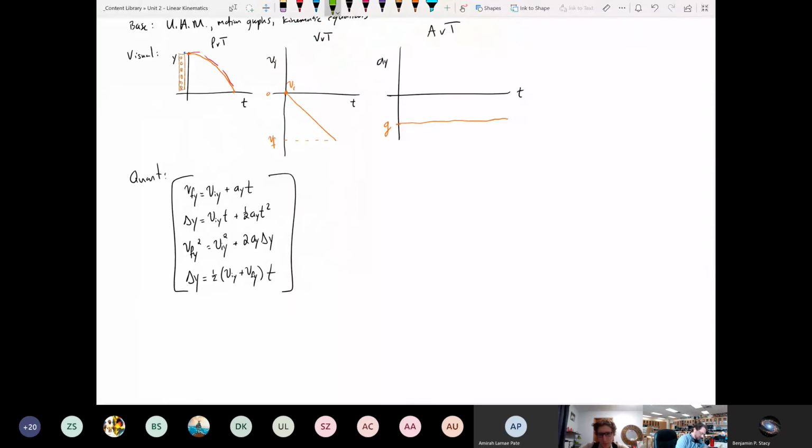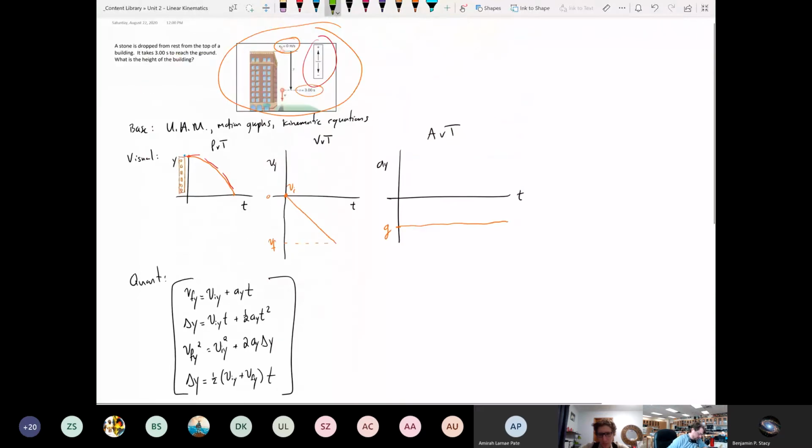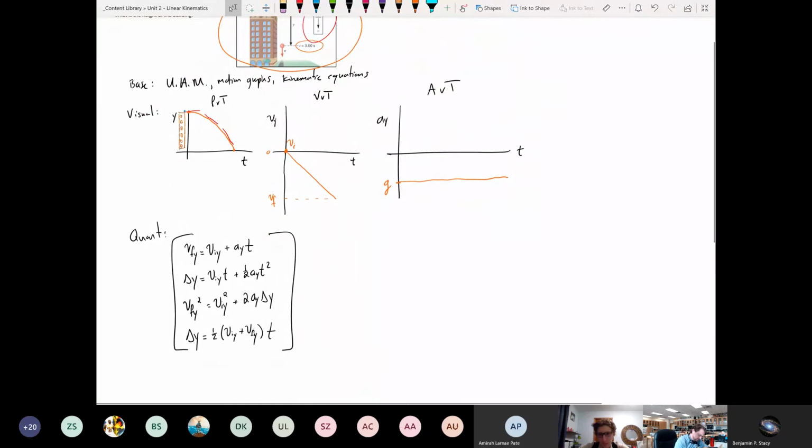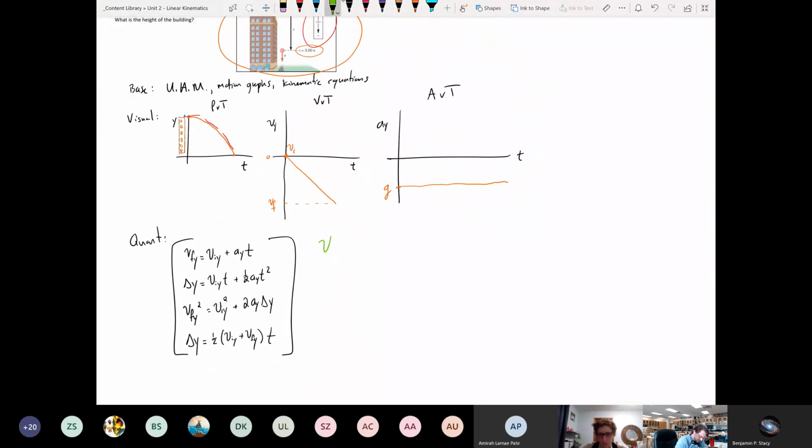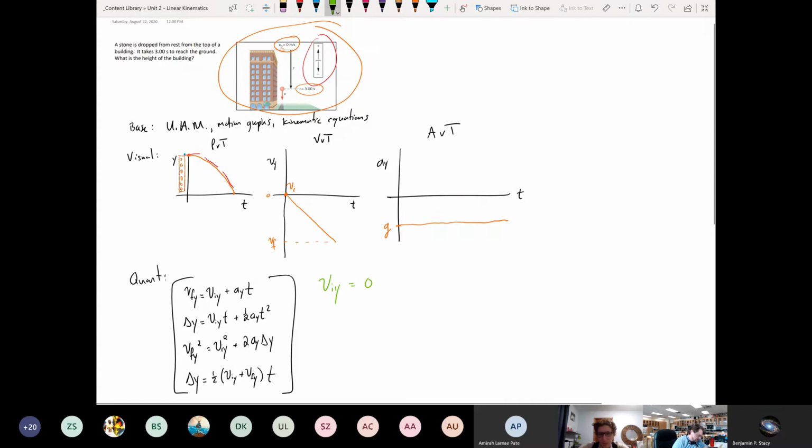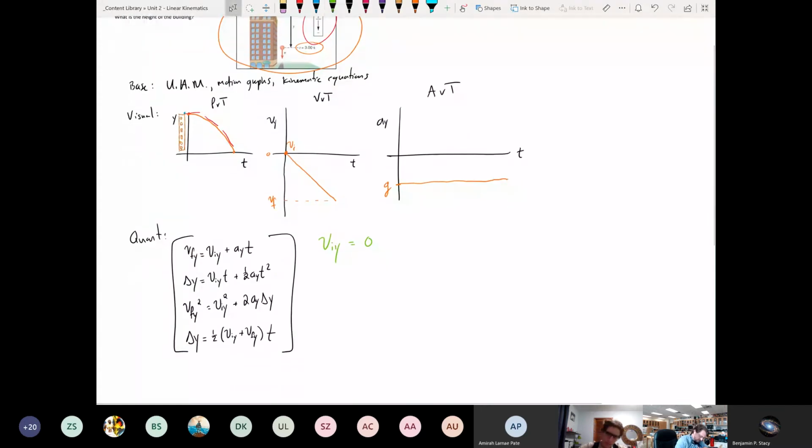We said it's good to list what we know, what we don't know. I go back, look at this question up here. A stone is dropped from rest from the top of a building. Dropped from rest always tells me the initial velocity in the y direction is 0. That's something I know. I indicated that as such in my velocity time graph too. It takes 3 seconds to reach the ground. Okay, so that's t equals 3 seconds.